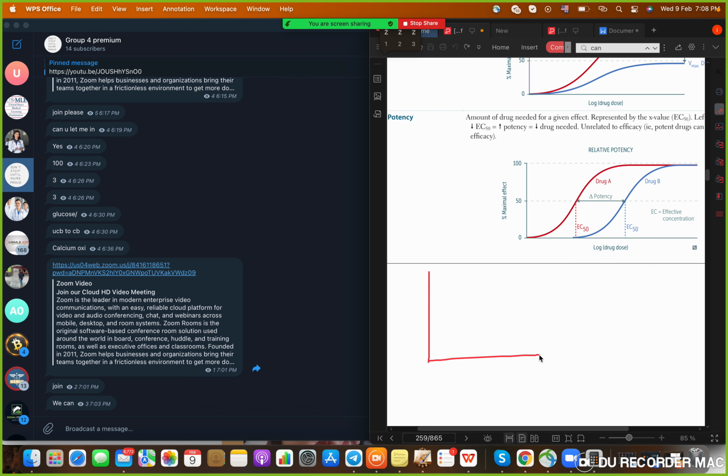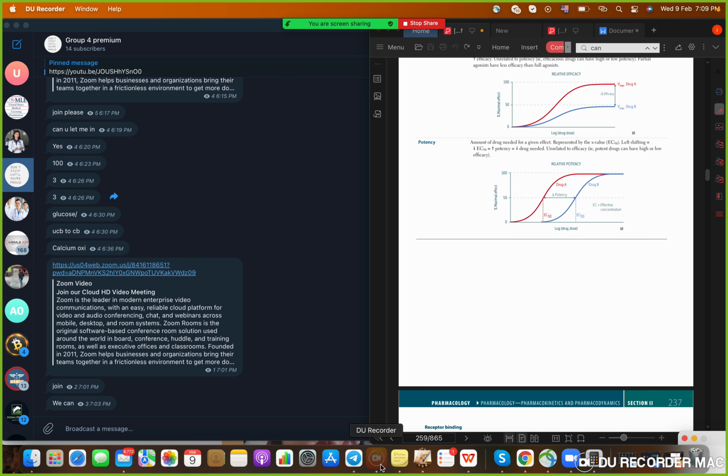Let me give one more example. Drug A and drug B. Which one is more efficacious? Well, the more efficacious will be the one with the highest Vmax, so it will be drug A, while the more potent will be the one that needs less drug to start an effect, which is also drug A. So drug A is more efficacious and more potent. Okie dokie.